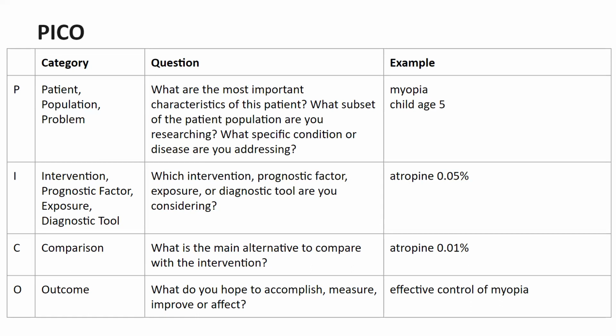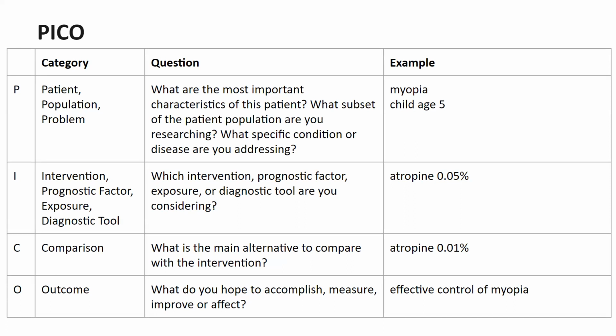P stands for patient, population, or problem. This would include the relevant characteristics of your patient, including if there's a subset of the population you're researching. It would also include the specific condition or disease you're addressing. For example, we'll look at myopia in children. Our patient is 5 years old, so we'll add age 5 here. I stands for intervention, prognostic factor, exposure, or diagnostic tool. Essentially, this is what you're considering for your patient. In our case, we're considering using 0.05% atropine as a treatment for our patient.